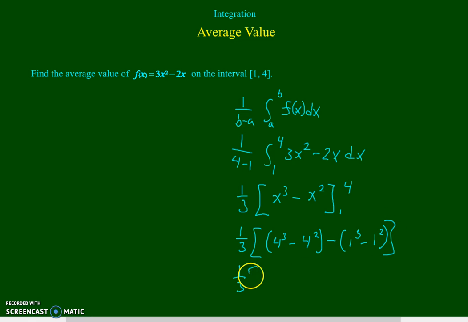So that's 1/3 times 4 to the third is 64 minus 16 minus 1 plus 1. So those go away, and in the final, it's going to be 48/3, which is 16. So 16 is the average value of our function on this interval 1 to 4. All right, let's move on to the next section and see what we have.